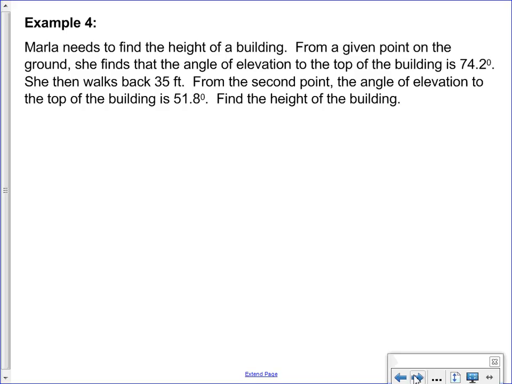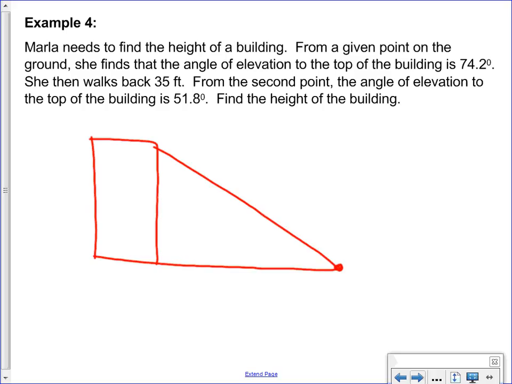All right. Marla needs to find the height of a building. So from a given point on the ground, she finds the angle of elevation is 74.2. So here's Marla's building. From a given point on the ground, the angle of elevation is 74.2 degrees. There's no right angle. Then she walks back to another point. She walks back 35 feet.